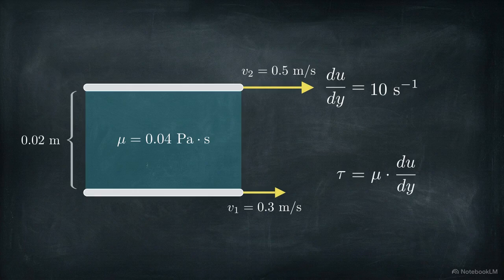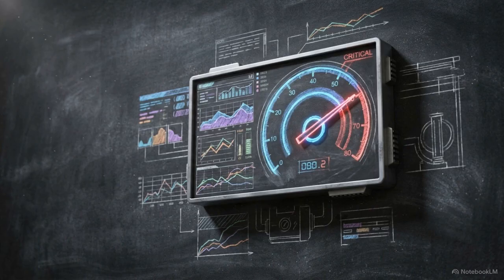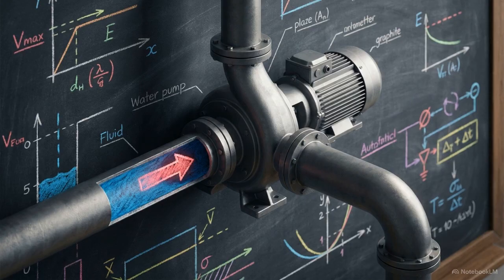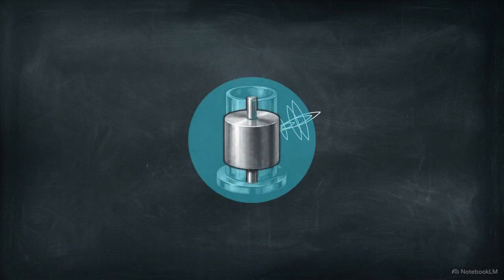Now we plug that into Newton's equation. Multiplying our dynamic viscosity of 0.04 by our gradient of 10 yields a final shear stress of 0.4 pascals. That 0.4 pascals is a precise measurement of mechanical resistance. It tells an engineer exactly how much friction force a pump has to overcome just to keep this specific layer of fluid moving.